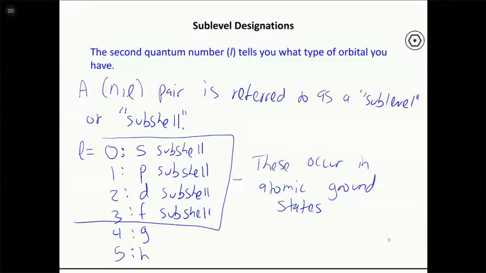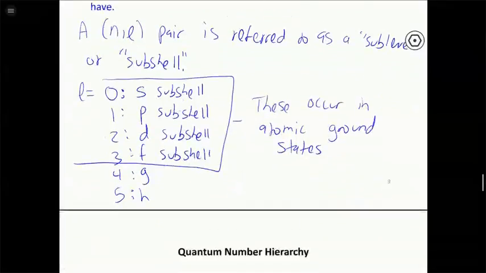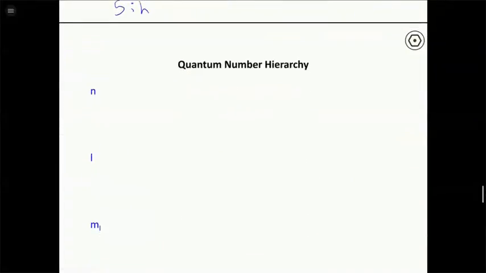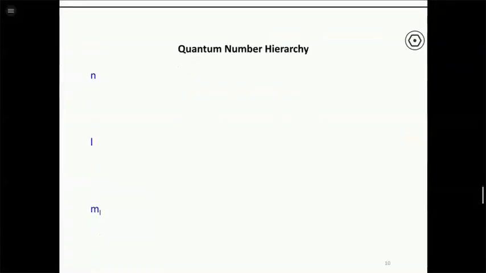Okay, so with that in mind, let's now talk about what's called the quantum number hierarchy. And as I said, all of these quantum numbers depend on each other. So for a certain value of n, you're going to have certain allowed values of L. And then for a certain value of L, you're going to have certain allowed values of m sub L. And so we want to understand the relationship between the quantum numbers and what are the values that we can possibly have. All right, so let's just do 3 of them.